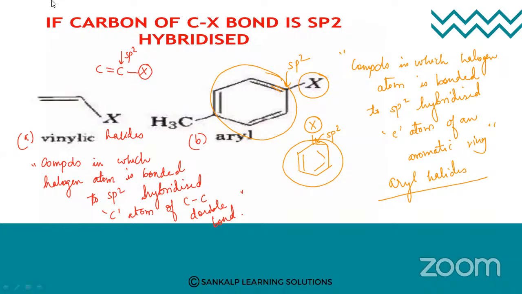So we have discussed what are allylic halides and what is benzylic. If the carbon atom of the C-X bond is sp3 hybridized, your allylic halides and benzylic halides will come. And if the carbon atom of the C-X bond is sp2 hybridized, your vinylic halides and aryl halides will come. Is it clear? Any doubts?